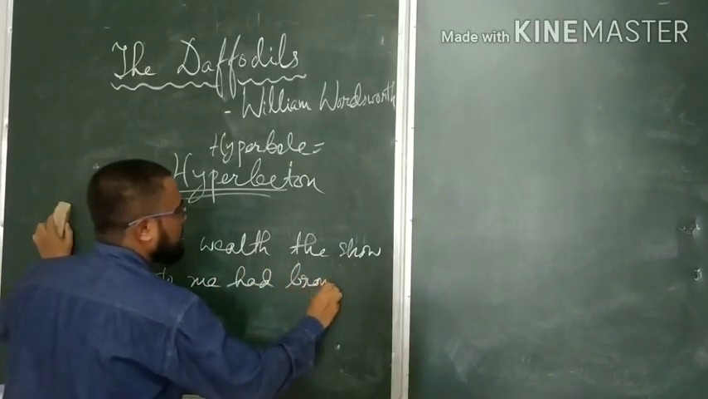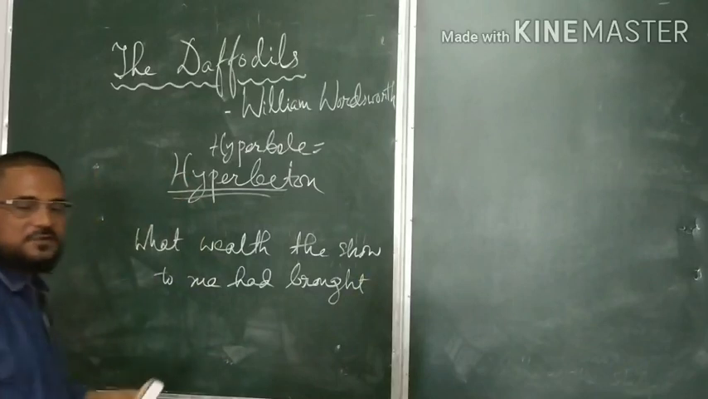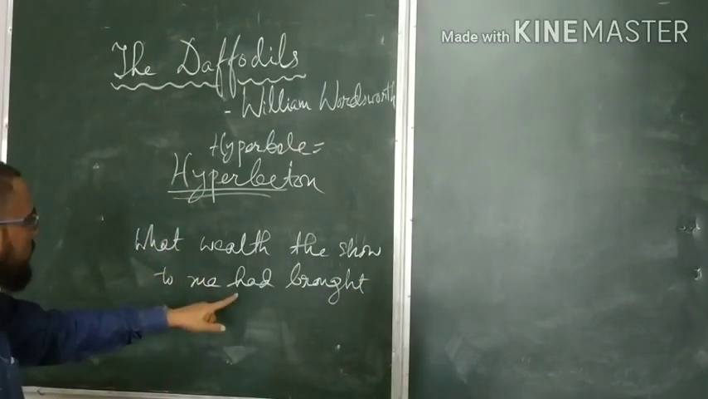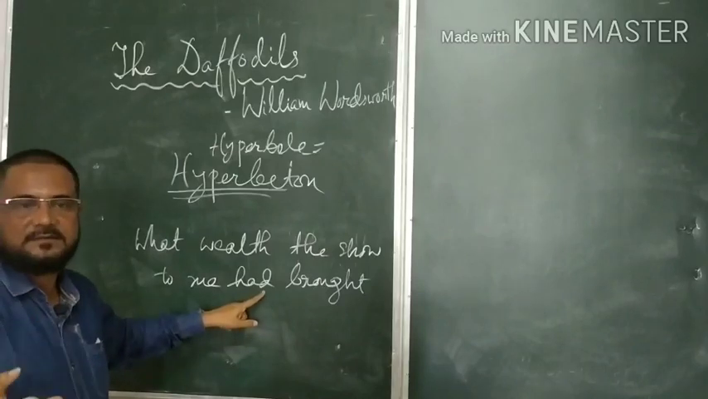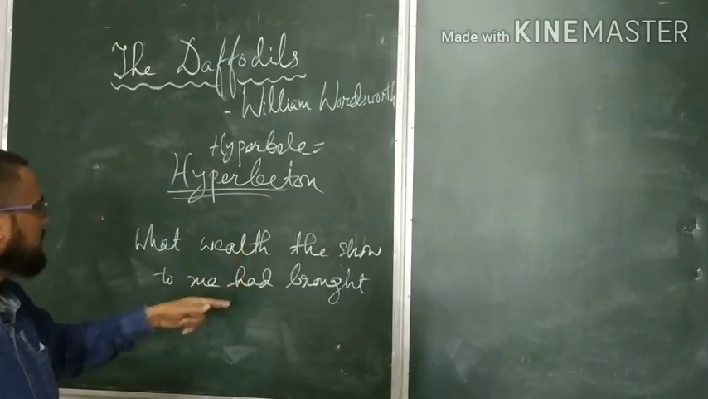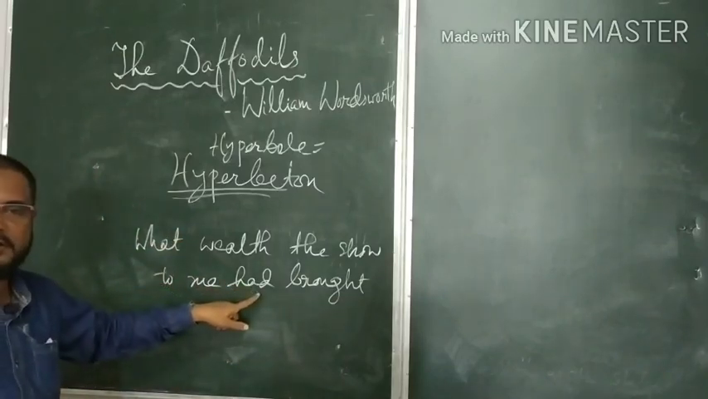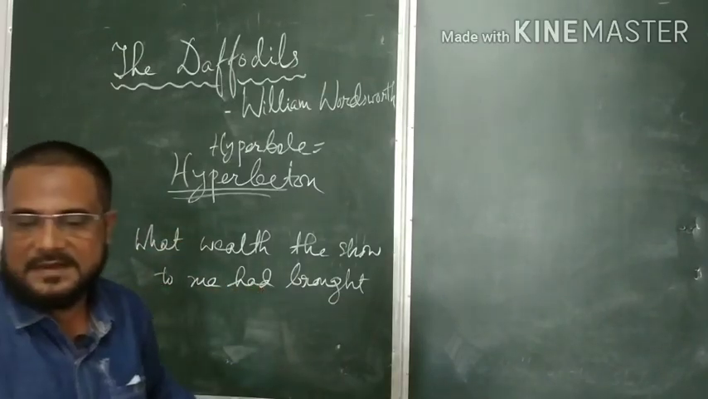See how the order of words is changed. It should have been "what wealth the shore had brought to me." The poet said, "what wealth the shore to me had brought." He has put "to me" at the beginning, before "had brought," which is an example of hyperbaton. Another one is in the last stanza.